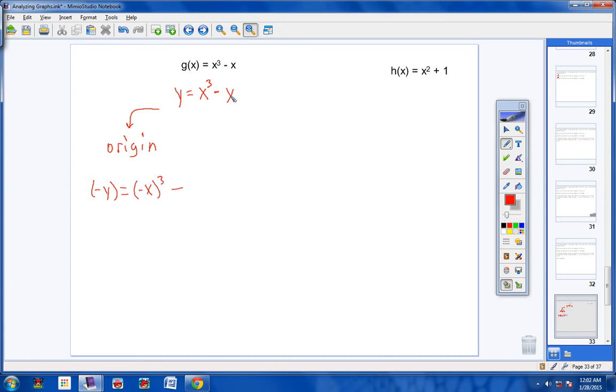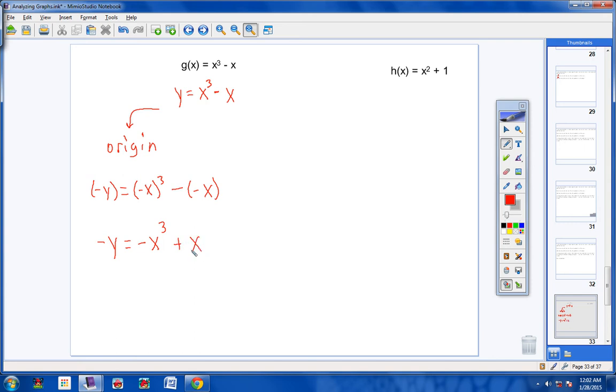Here's an x, I'm going to put a negative x. Next, so that's simple, guys. Everywhere there's a y, you put a negative y. Everywhere there's an x, you put a negative x. Then you simplify, so negative y is just negative y. Negative x cubed, that's negative times negative times negative. That's going to be negative x cubed. Then negative times negative is positive.